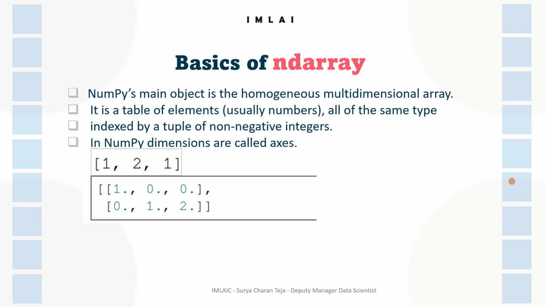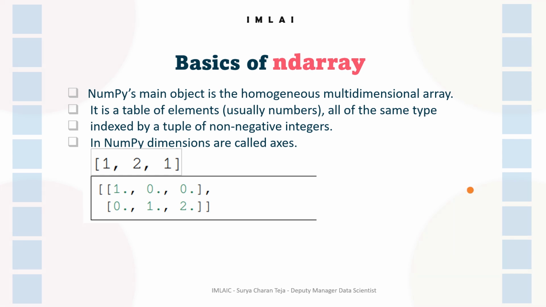In this example, it has a length of 3. If you see in this example, this array has 2 axes. The first axis has a length of 2 and the second axis has a length of 3.